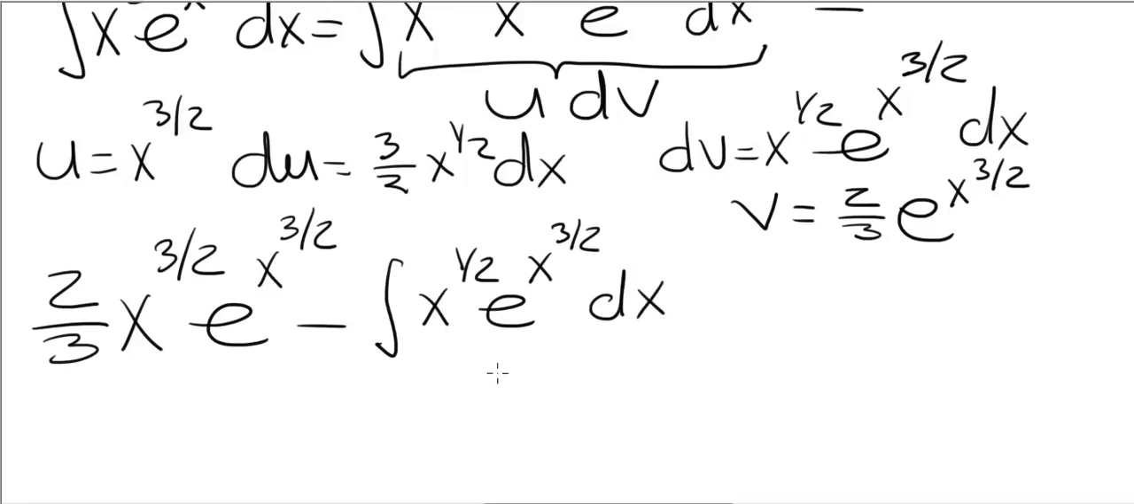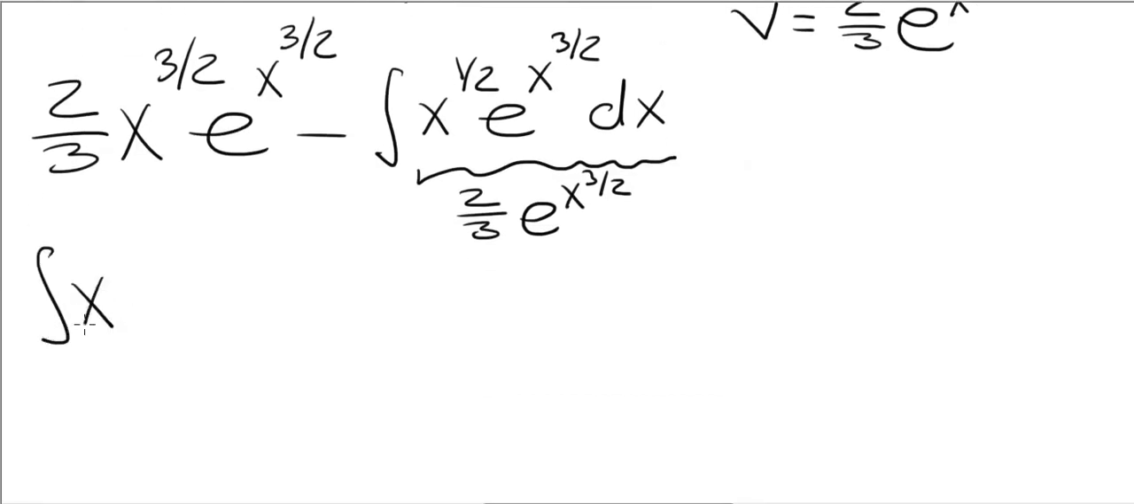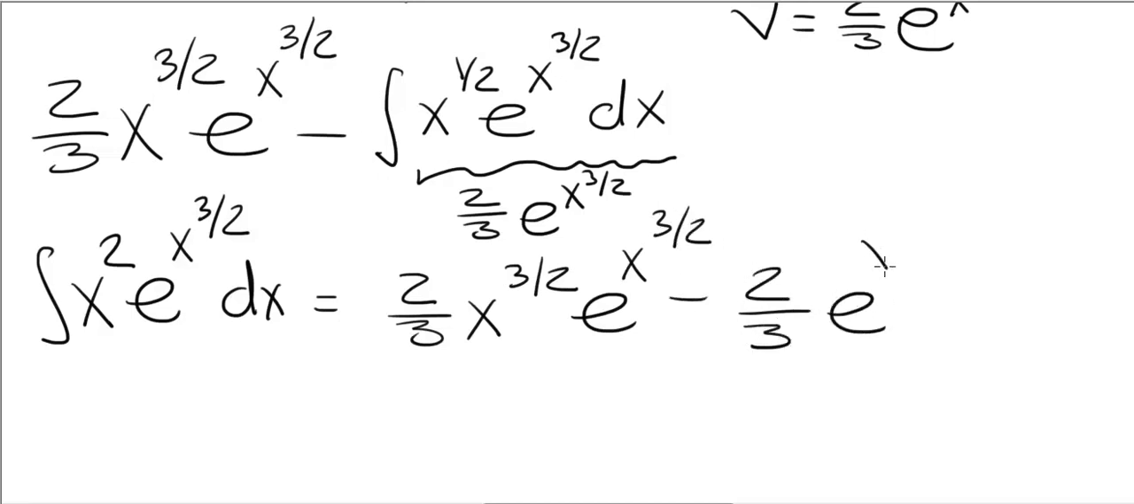Well, this is integrating dv. We already did that, and so the integral here is 2/3 times e to the x to the 3/2. And now we can write the final answer: the integral of x squared e to the x to the 3/2 is equal to 2/3 x to the 3/2 times e to the x to the 3/2 minus 2/3 e to the x to the 3/2 plus c.